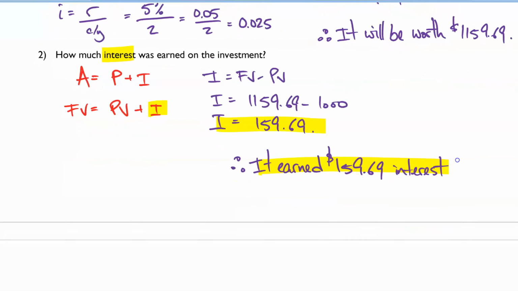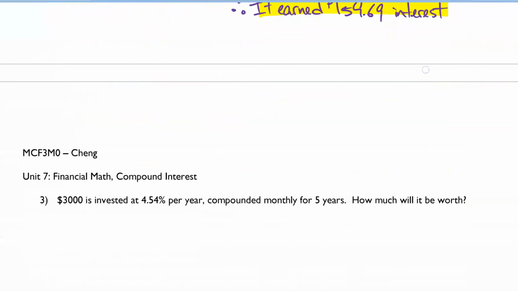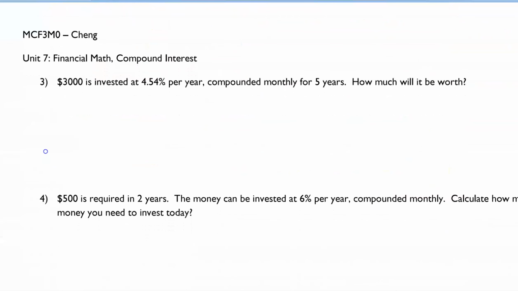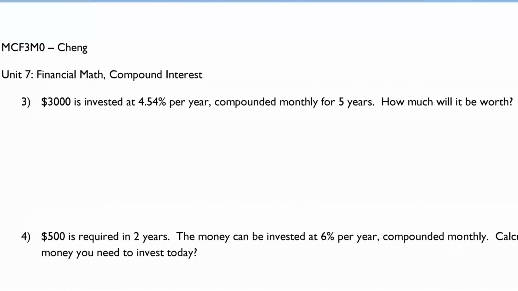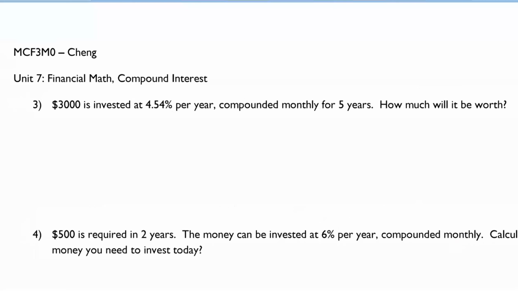Okay, let's move on. So we just talked about future value, right? So here are a couple of future value questions, but we're going to do just number 3, okay? And let me set it up, and I'll have you carry it away. $3,000 is invested at 4.54% per year, compounded monthly for 5 years. How much will it be worth, okay? So let's break it down. $3,000 is invested at 4.45% per year, compounded monthly for 5 years. How much will it be worth?